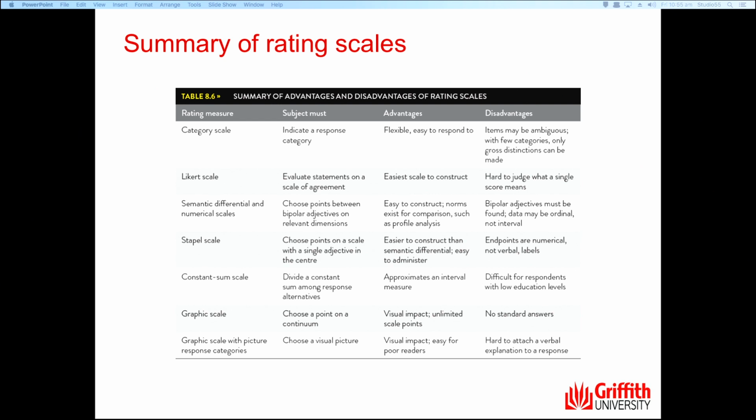So again, there's no best way. You really have to know the definition, the operational definition. You have to look at the context. You have to look at the situation in terms of how respondents actually respond to your survey.